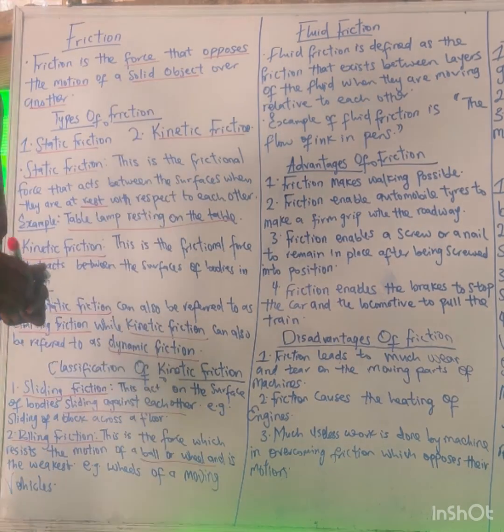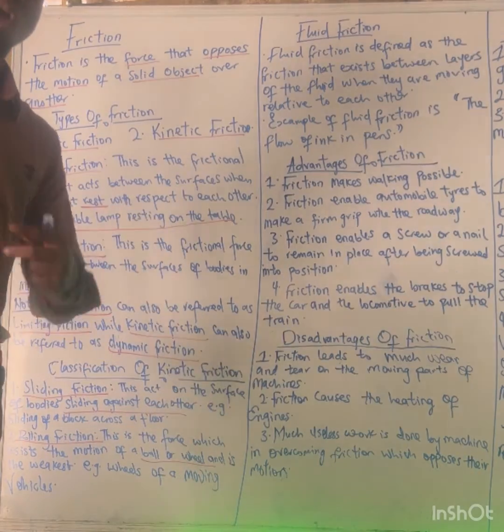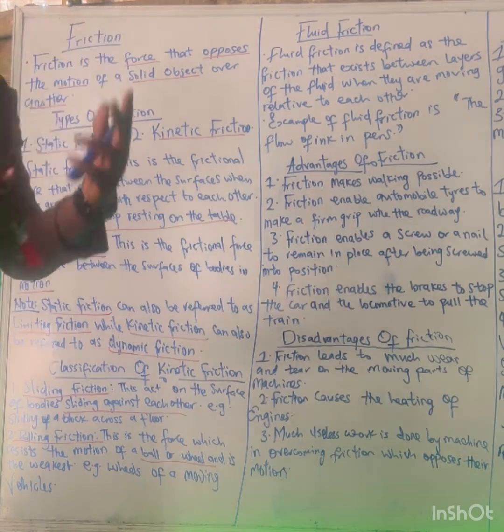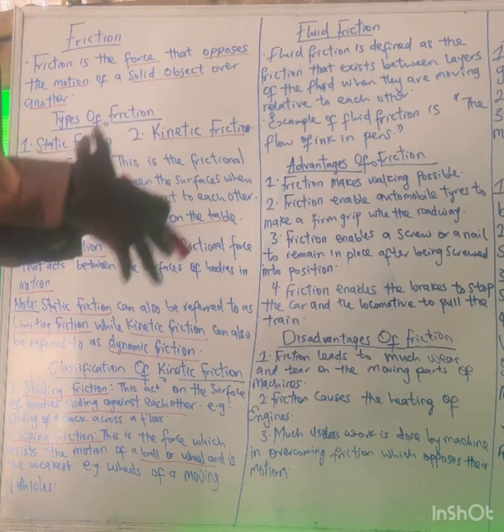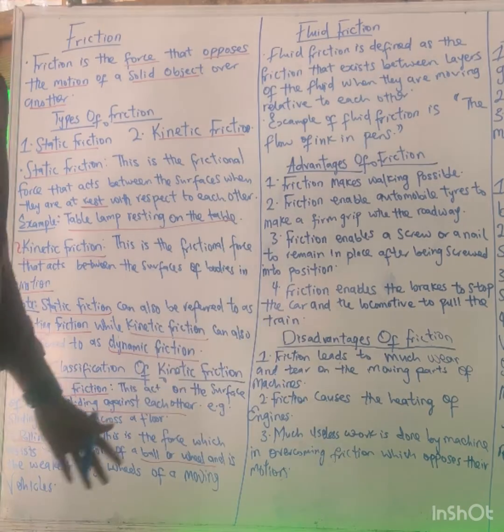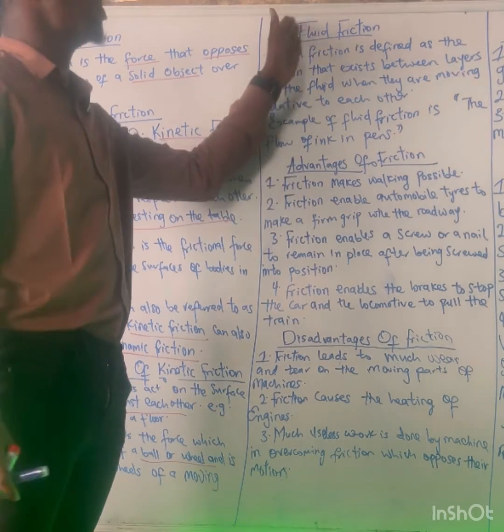So that's why we say that it is a force which resists the motion of a ball or a wheel. You know that whenever we kick a ball, the ball rolls. Are you there? The wheel also rolls. That is another example of rolling friction. So, the wheels of a car, a moving vehicle. So that is that.